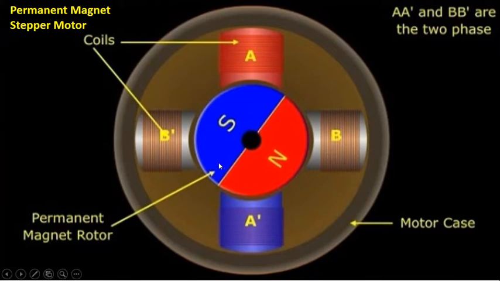Here this particular rotor has permanent magnet properties. One side of the rotor acts as a north pole and the other side acts as a south pole. In this diagram, wherever you observe elements with a blue color, they are south poles, and the other ones are north poles. So a permanent magnet stepper motor is one in which the rotor is constructed with a permanent magnet.